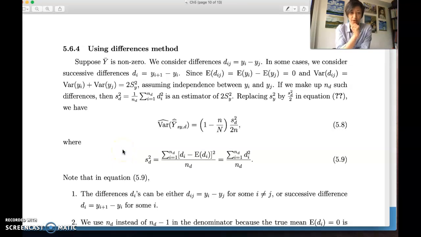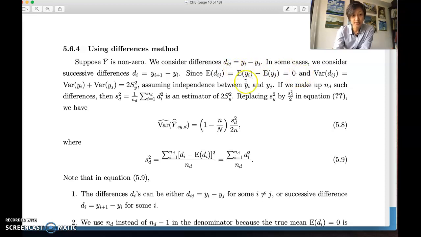Okay, so we continue on the variance estimation under systematic sampling. The fourth one I'd like to introduce is called the differences method. Using the differences method, it can help us to estimate the variance of the yi. Suppose y bar is a non-zero number, then we can compare each of the yi data that we collected. Let's call it dij, to indicate the difference between two of the data that we collected.